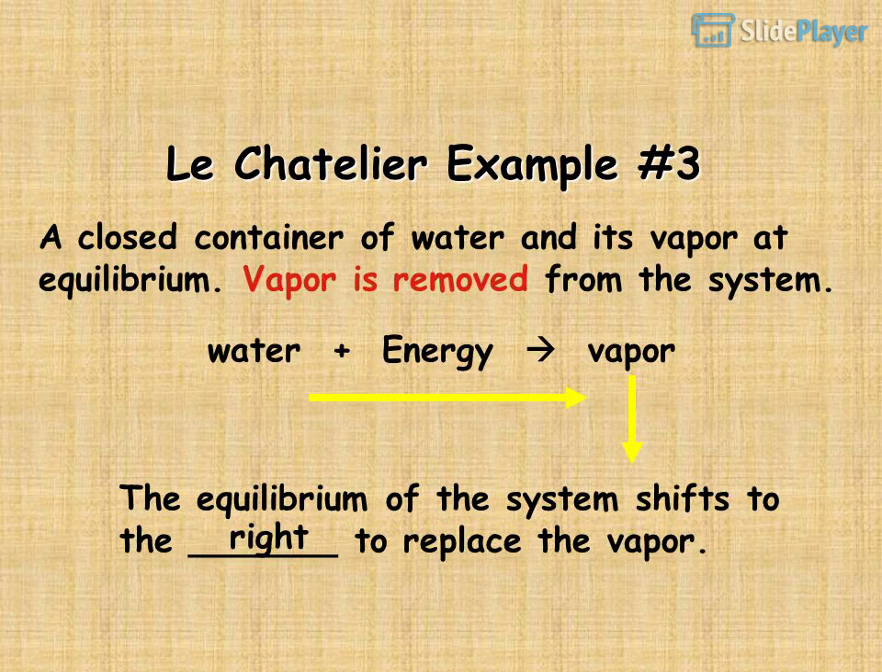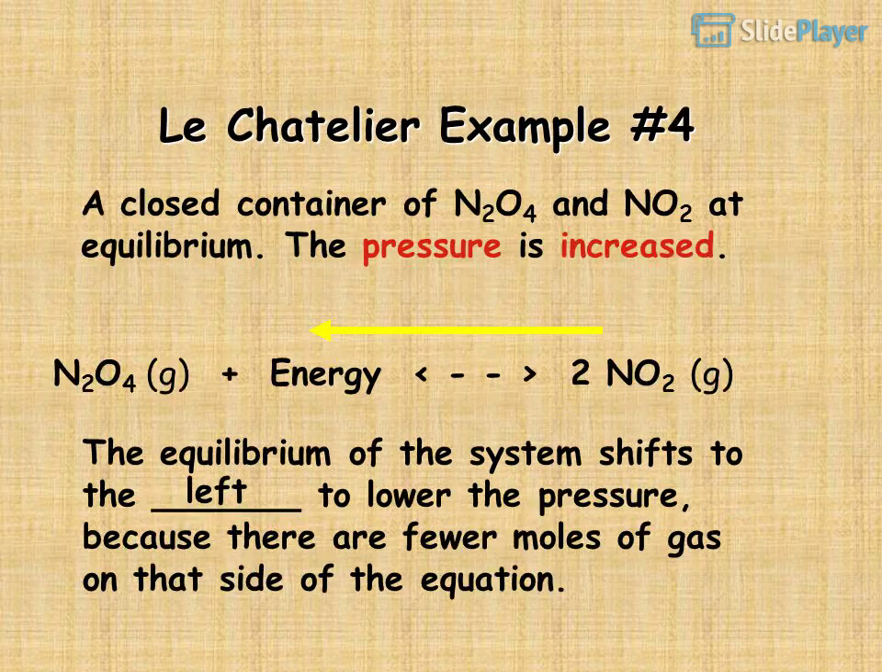Le Chatelier example number 3. A closed container of water and its vapor at equilibrium. Vapor is removed from the system. Water plus energy ⇌ vapor. The equilibrium of the system shifts to the right to replace the vapor.